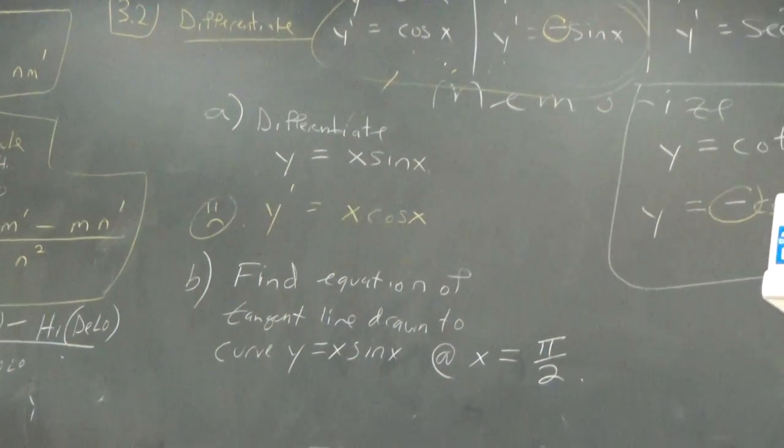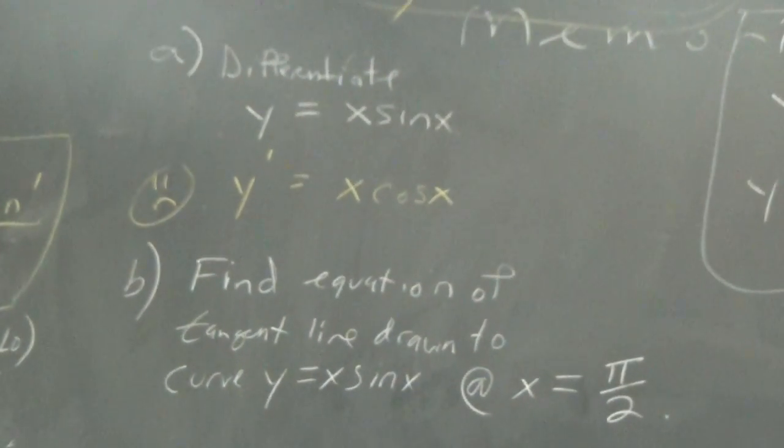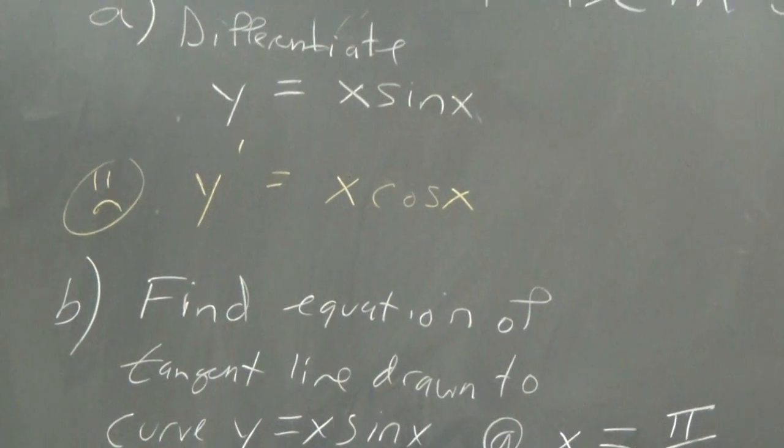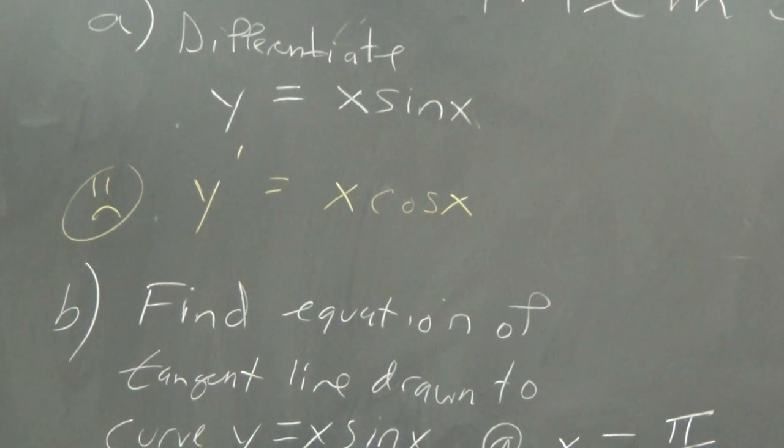You go, why? Well, derivative of sine is cosine. That's wrong. You don't want to make this error. It's huge. What rule am I missing? The product rule. Outstanding.